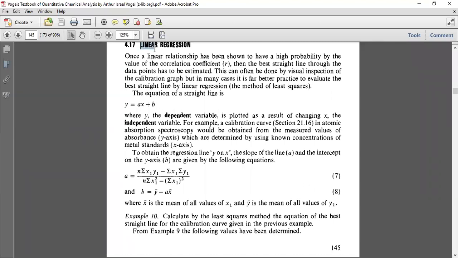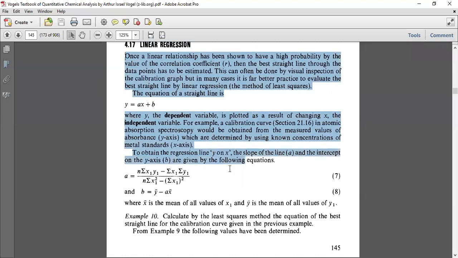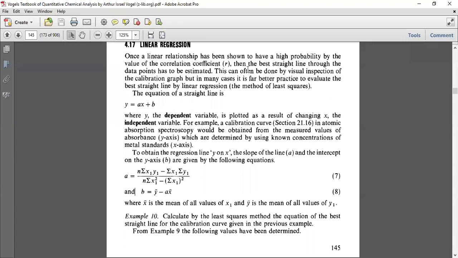So in linear regression, what is the takeaway from this paragraph? The first point is that we have to check the linearity of our points, whether they fit in a straight line or not. Then we should know what the y-axis is, which are the dependent variables and which are the independent variables, and the formula for the same. a is equal to this, and how will you calculate b based on this.